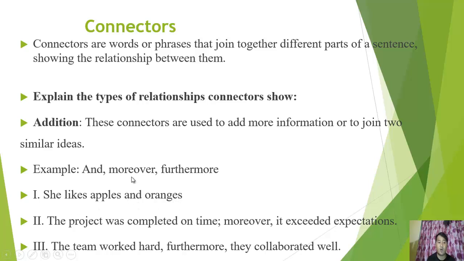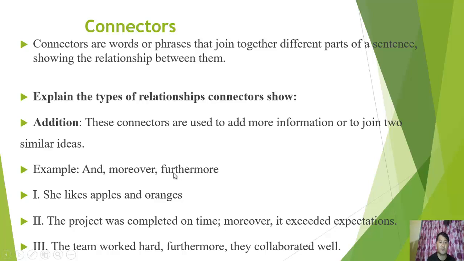And now let us see how moreover is used in a sentence. The project was completed on time. Moreover, it exceeded expectations, right? So there are two different ideas joined by the connector, moreover. The project was completed on time. Moreover, it exceeded expectations. So these two ideas are joined by this moreover, and it makes a complete meaning. And this is what moreover can do here in this sentence.